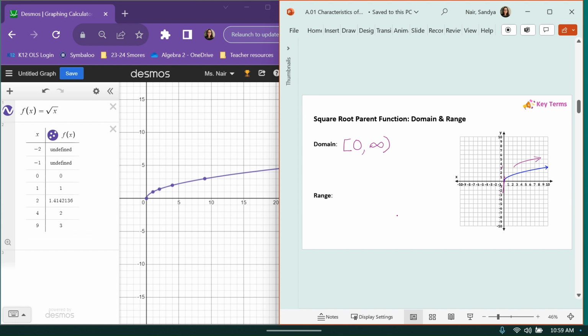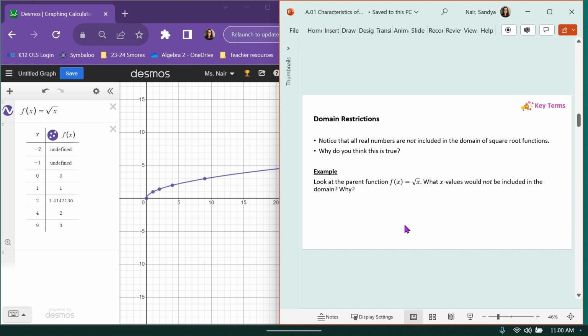Now let's think about the range. The lowest y value on this graph is also at 0. So we're going to write 0, and then we're going to use a square bracket to show that 0 is included. And from there, our graph goes up, so it's going to go up to positive infinity. So this is how you describe the domain and range of the square root parent function.